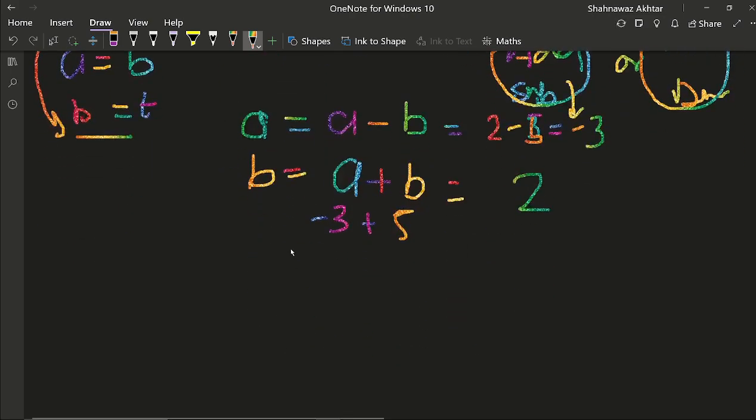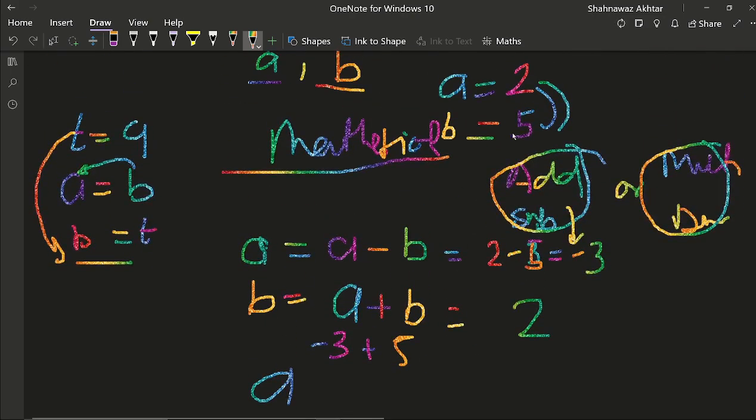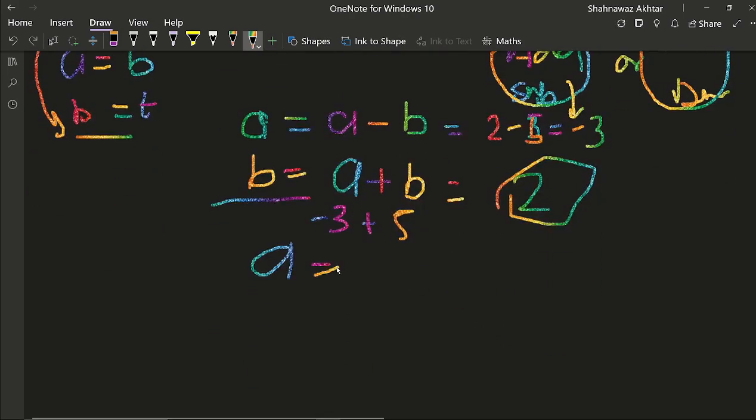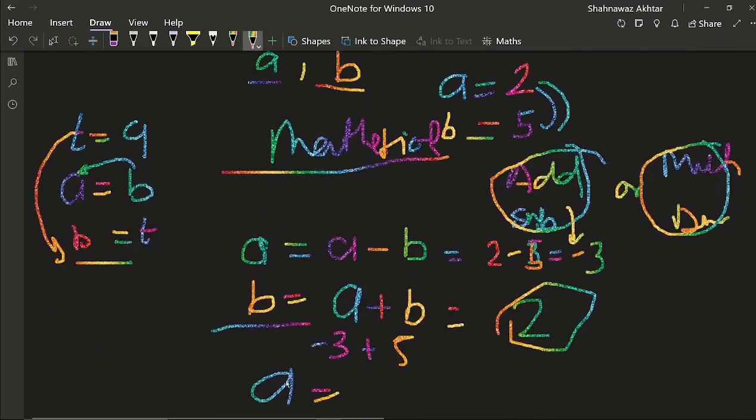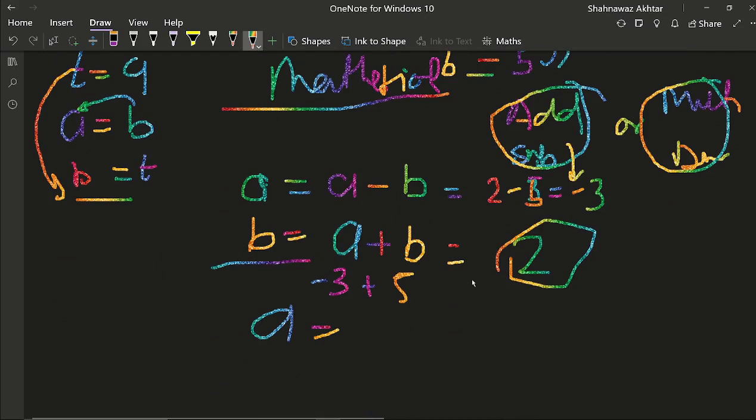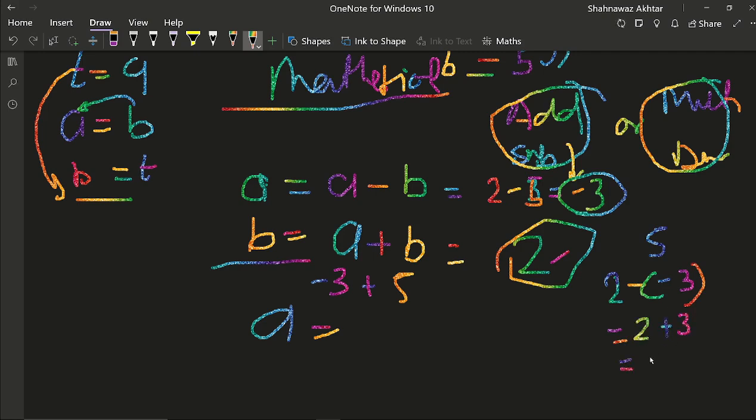Now this is 2. See, B has already got the value 2. Now I have to make the value of A as 5. I currently have A as minus 3. So how can I make it 5? See, if I subtract this, the negative and negative will make positive, so A will become 5.